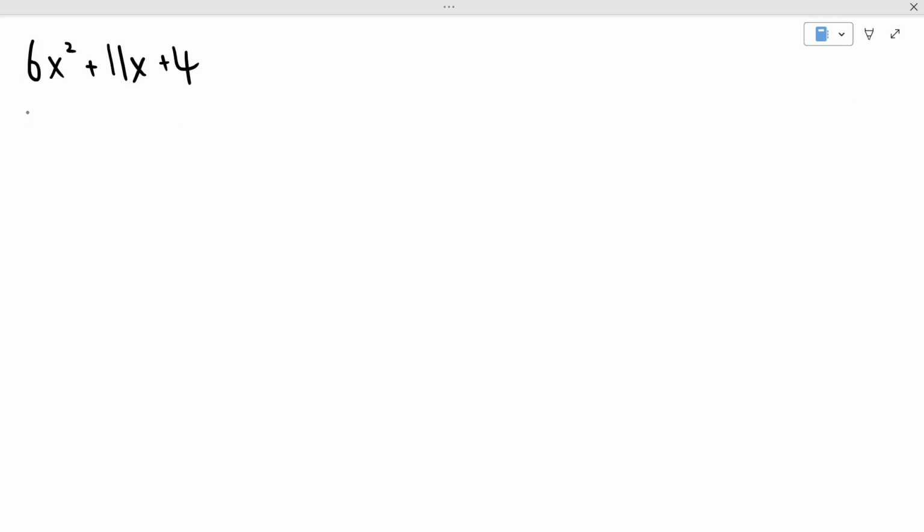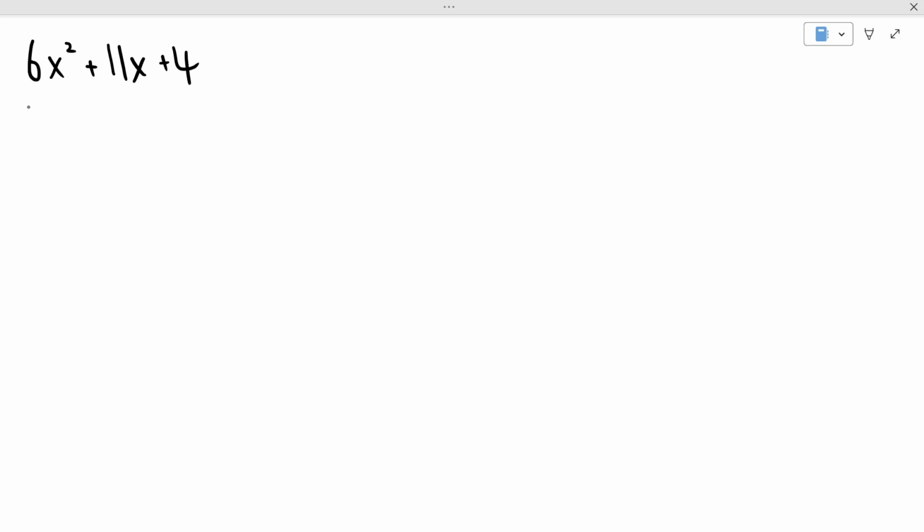So let's go over how to factor quadratic expressions where the leading coefficient is not 1. Notice that the x squared term has a coefficient of 6 in the expression 6x squared plus 11x plus 4. This means the leading coefficient in the x squared term is not 1 like in the previous examples, so we will need to use a slightly different method.